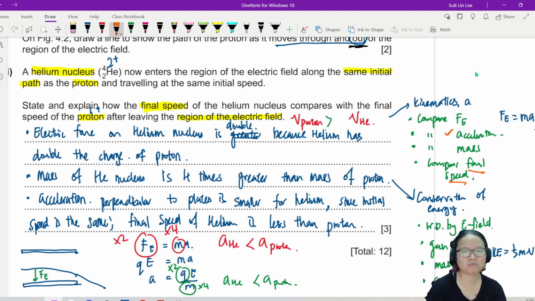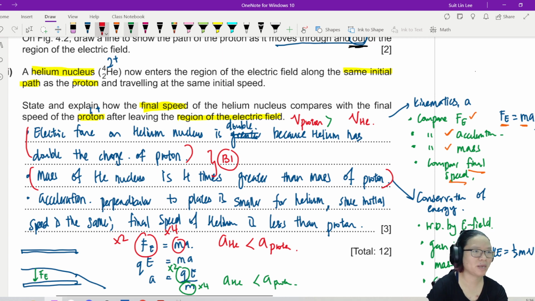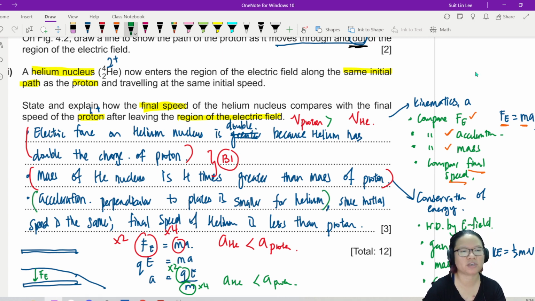And right now, two things are affecting the acceleration: the force and the mass. So I will make sure I compare the mass, and I'll make sure I compare the force. If you mention that the electric force is double, but the mass is 4 times, this itself is already 1 mark. That means you know what you're supposed to compare. And then from here, you deduce that the acceleration is less for helium.